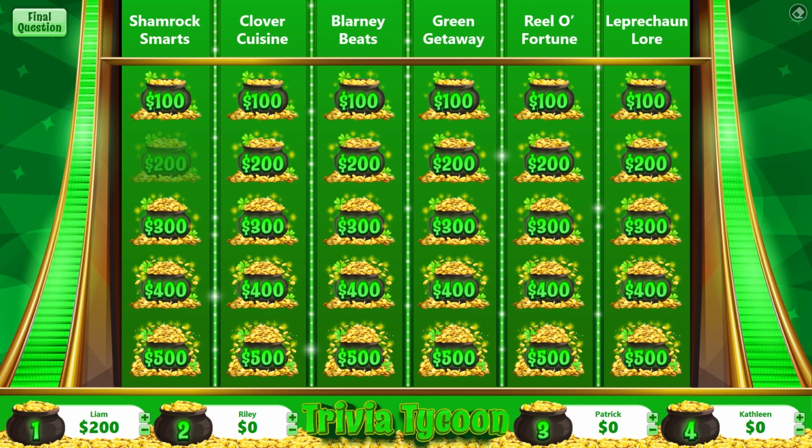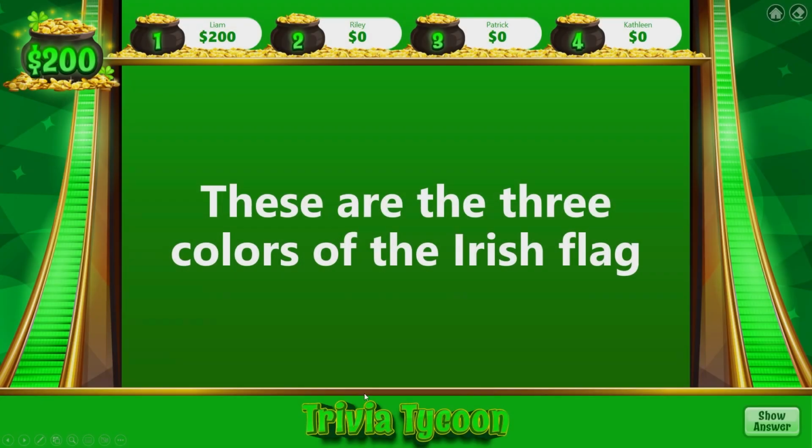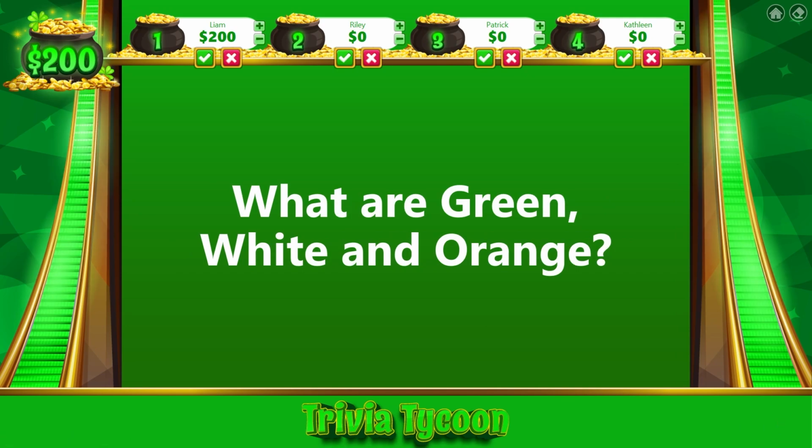If they answer wrong, the question value will be subtracted from their score and it's the next player's turn. You do also have the option to click Show Answer to stop the timer early.